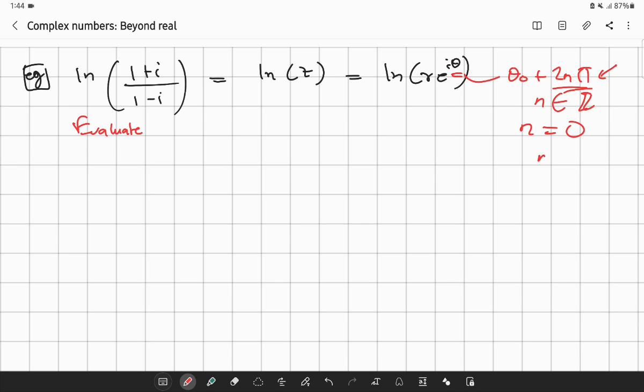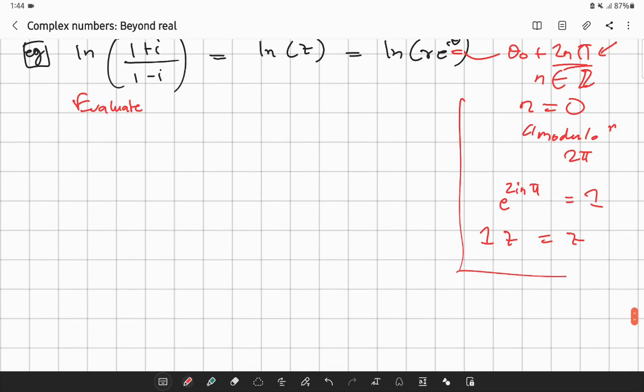But you should keep in the back of your head that this is always modulo 2 pi, as they say. Modulo 2 pi, meaning if you add multiples of 2 pi, you still get the same result, because e raised to 2i n pi is always 1. If you multiply 1 to z, you always get z. You should always keep this in the back of your head.